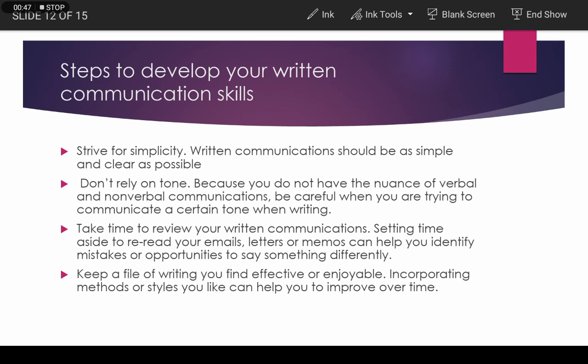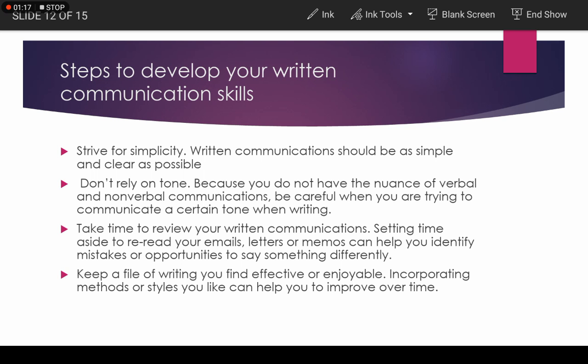Now, steps to develop your written communication skills. The first step, strive for simplicity. Written communication should be as simple and clear as possible. While it might be helpful to include lots of detail in instructional communications, for example, you should look for areas where you can write as clearly as possible for your audience to understand.